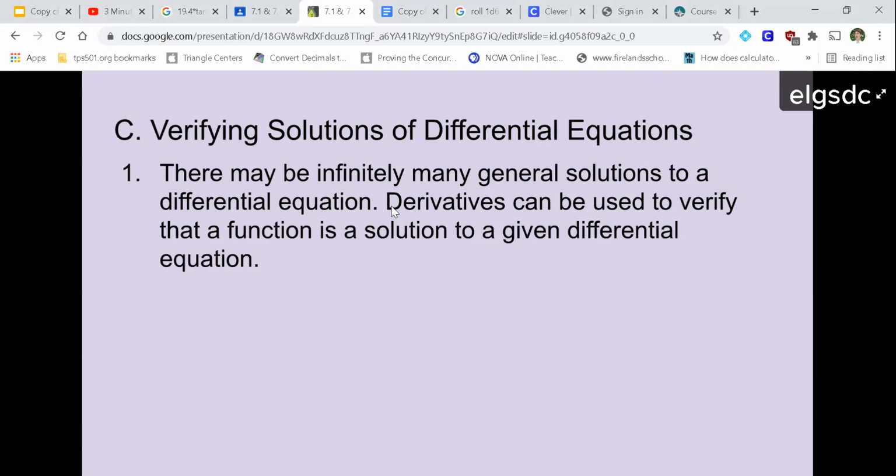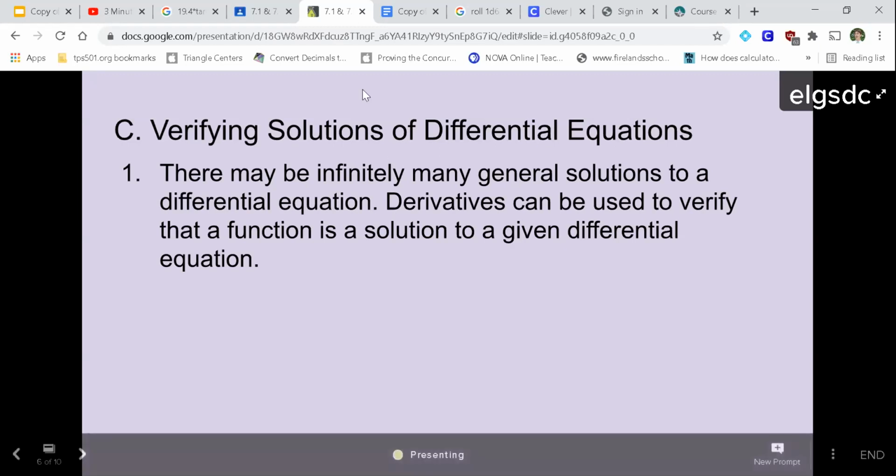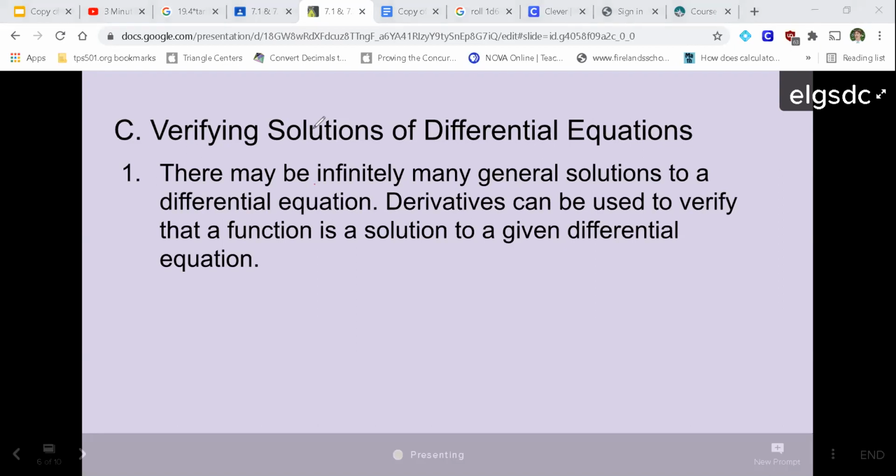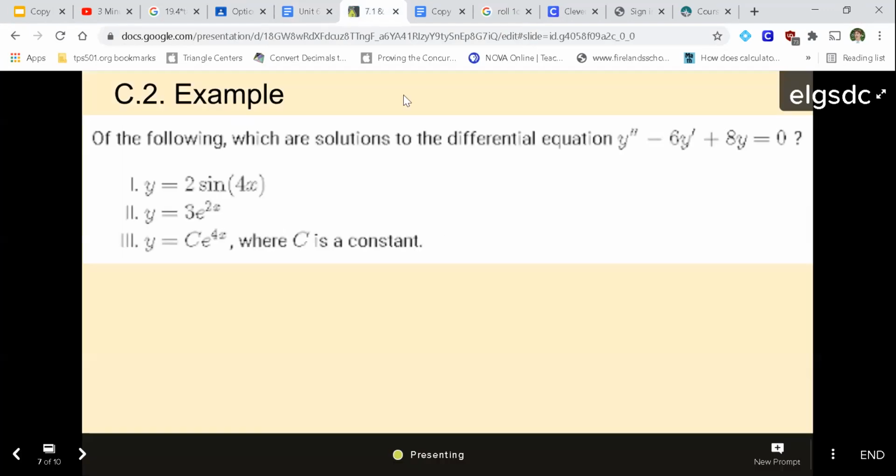We will not worry yet about how to make those differential equations from an equation. Instead, what we're going to work on is how we check whether or not a differential equation is correctly written. There could be infinitely many general solutions to a differential equation, and we can check if a solution works by taking its derivatives and plugging in. So let's talk about how to do these problems.